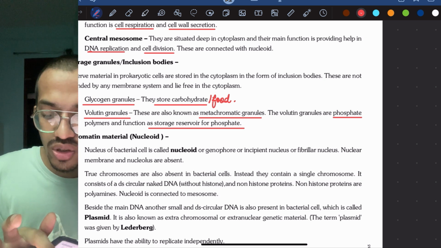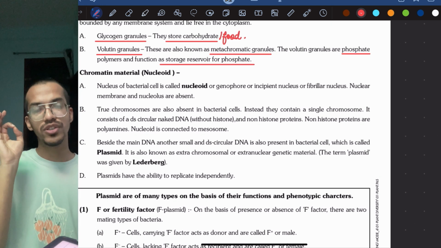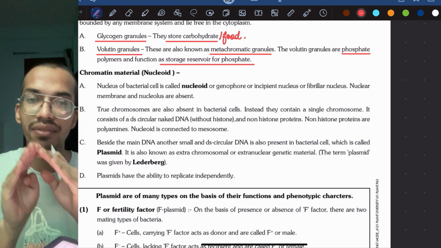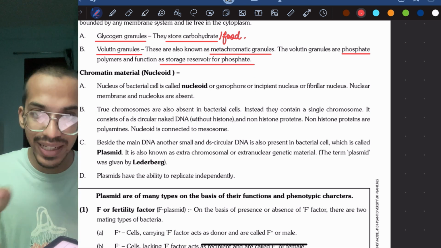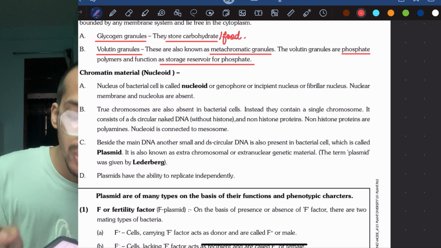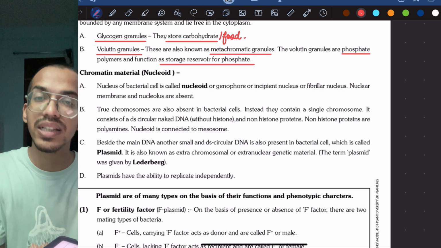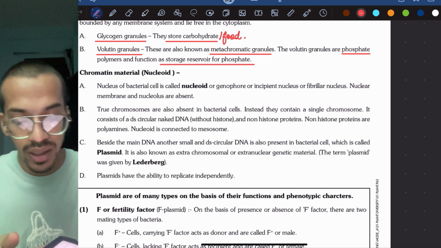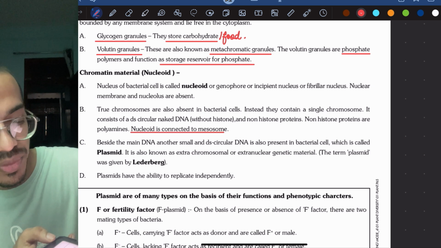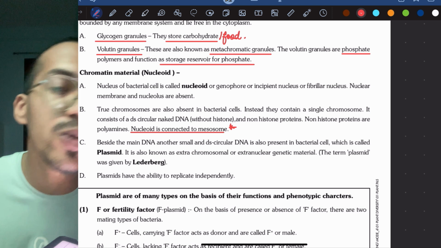Then there is chromatin material, that is the nucleoid. Nucleoid is also called genophore, incipient nucleus or fibril nuclear. It does not have a nuclear membrane present. It is naked, present like this. That area does not have a nucleolus present. It is connected to the mesosome because only then, at the time of DNA replication, it will divide. So this thing is important, that the nucleoid is connected to the mesosome, because mesosomes help in what? Division. So this has to be divided, so it will help in it.